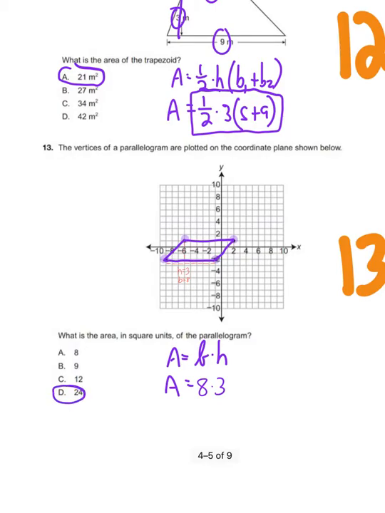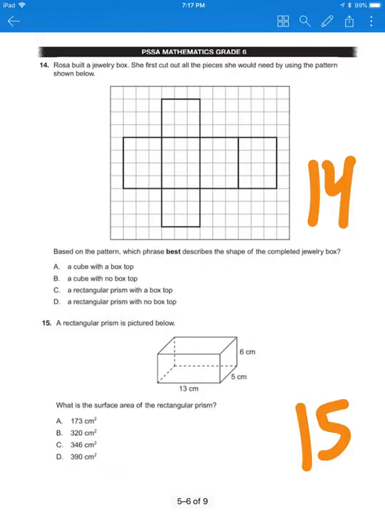All right. Let's go on to the next page. 14. Rosa built a jewelry box. She first cut all the pieces she would need by using the pattern shown below. So we have a net here. Based on the pattern, which phrase best describes the shape of the completed jewelry box?